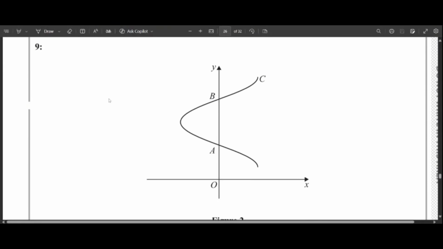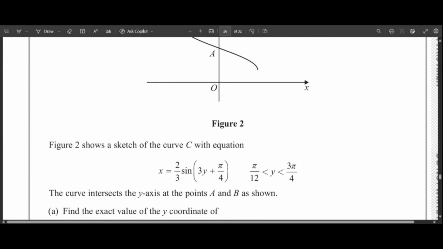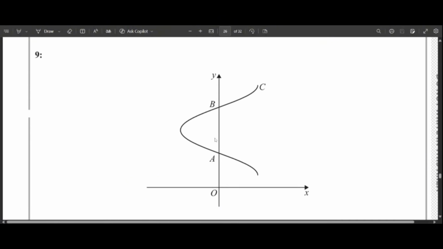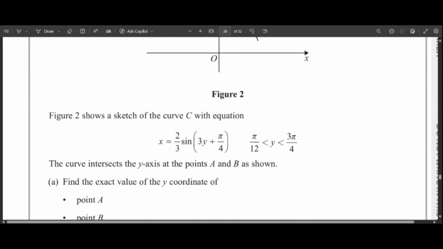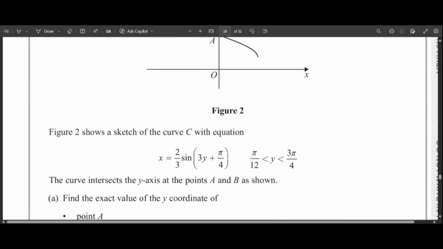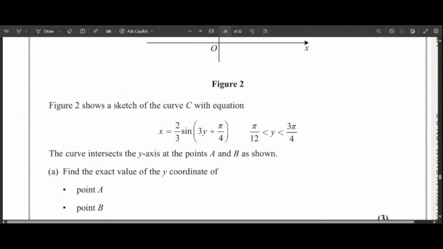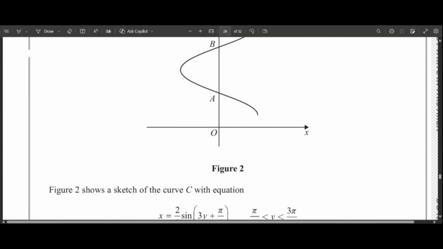So here is our question number 9. We can see that figure 2 shows a sketch of the curve C with equation x equals 2 by 3 sine (3y plus pi by 4). So this is our equation for which the graph is given, and the domain for y is also given. We can see that y starts from pi by 12, so that is where our graph starts, at y equals pi by 12.